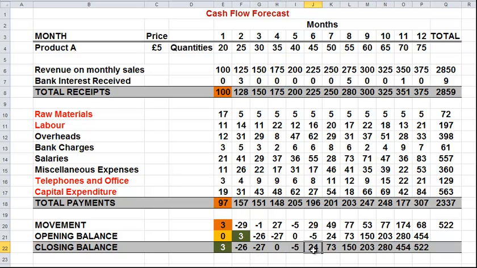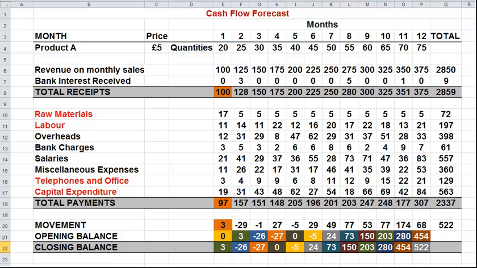Then, fortunately, 24, 73, 150, 230, and so on. So we have a good period coming up, which leads to these very positive figures over here. So the 203 we carry up as the opening figure in month 10. The closing figure in month 10 is 280, which is the opening figure in month 11. And that's the way it works.